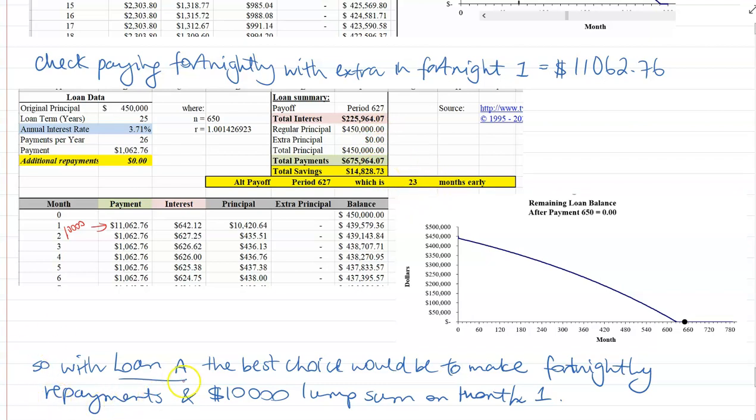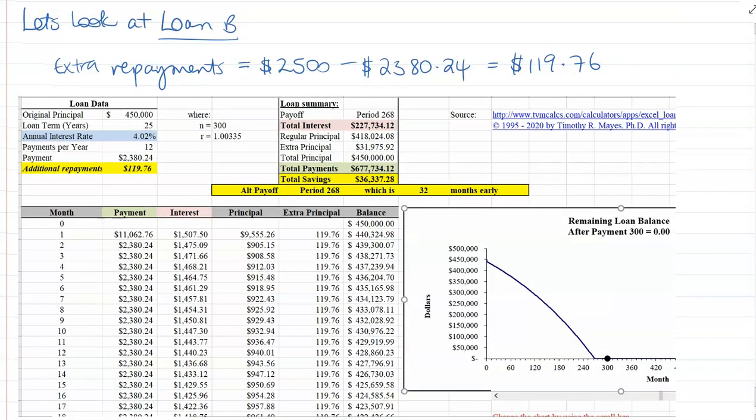So just within loan A, if he were to choose it, the best choice would be to make fortnightly repayments and a $10,000 lump sum in that first repayment period. Let's look at loan B now. So I've put all of those loan details into the loan data section.